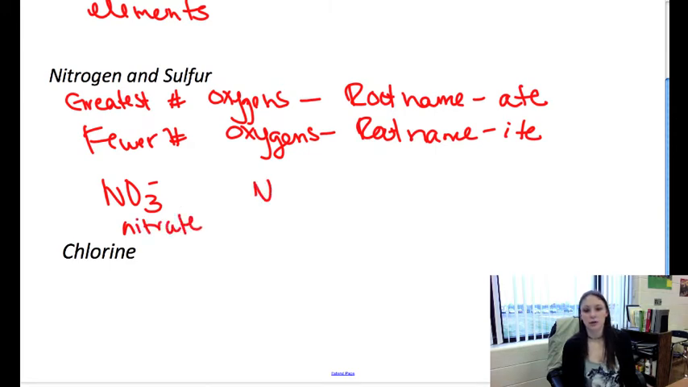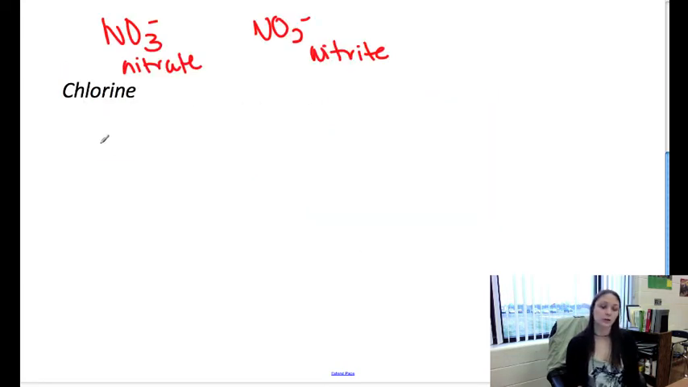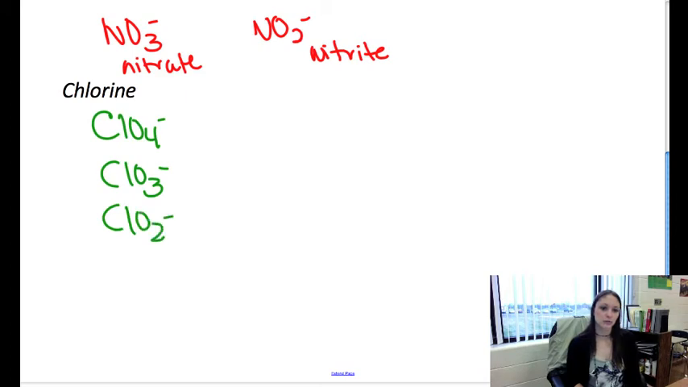But you have something like NO2, which is nitrite. These are all on the back of your periodic table, but this is how we get those funny names. Okay. Now we go to look at chlorine. Chlorine has more than 2 possibilities. Chlorine actually has 4 possible combinations of Cl and O. So we start with ClO4, and we've got ClO3 minus, ClO2, and ClO.